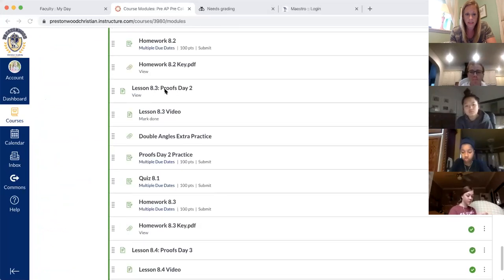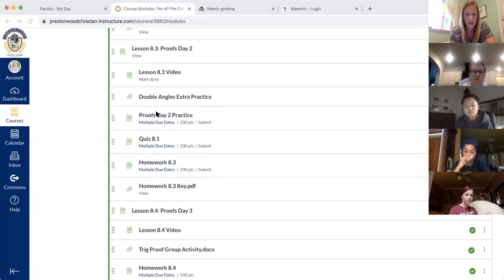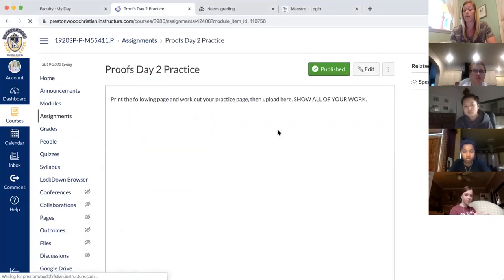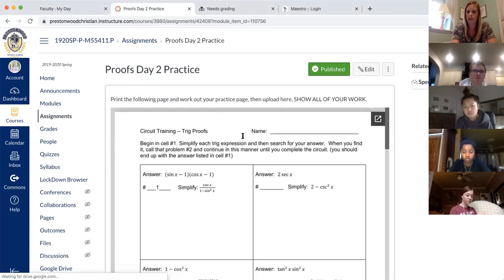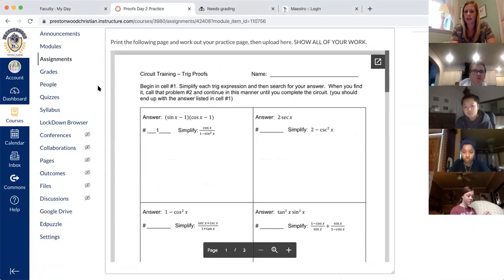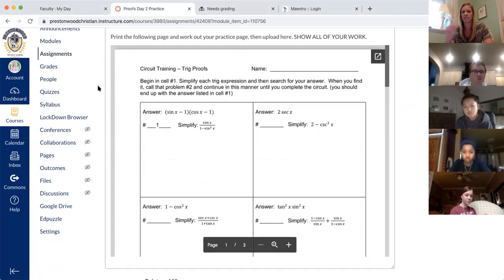For example, today, on Canvas we are now under lesson 8.3. That is the thing I linked for today, so you don't need that. This proofs day 2 practice, I just wanted to show you all this while we're here. This is a good one to do in preparation or practice before the quiz. That's why I put it in the module before that. We used to do some of these in class, the around the room, where the answer was somewhere around the room that you had to find, but I obviously can't do that because we're not there.